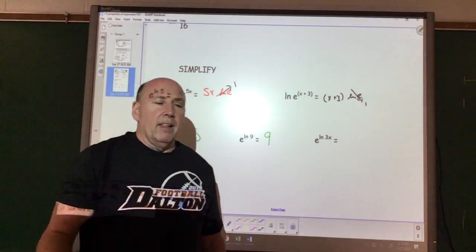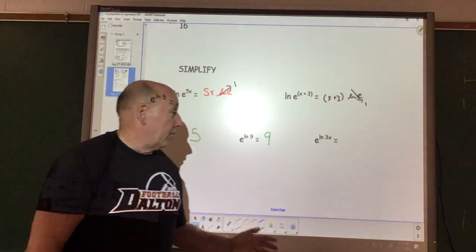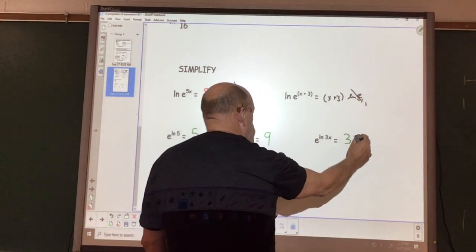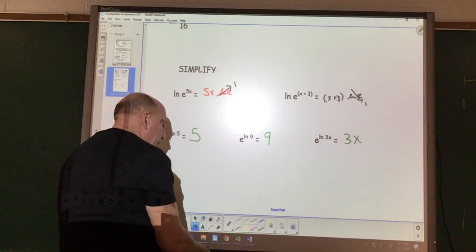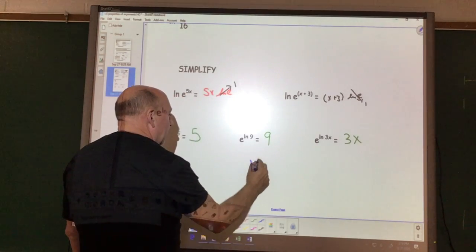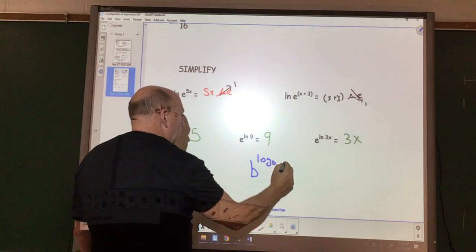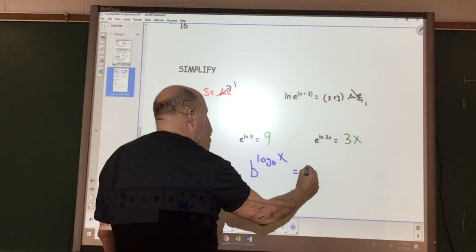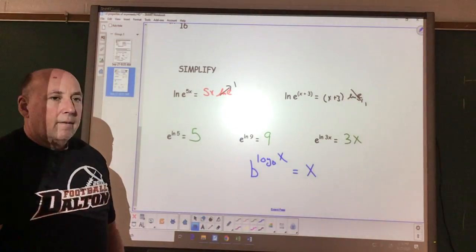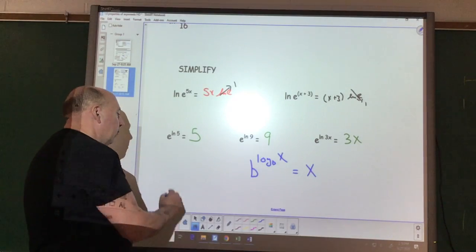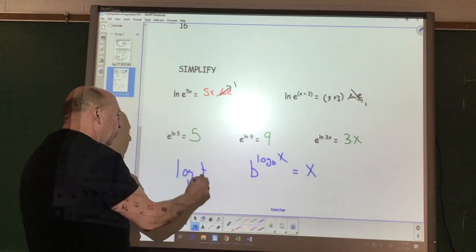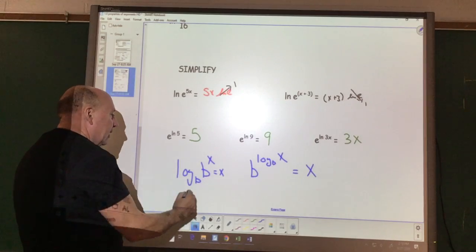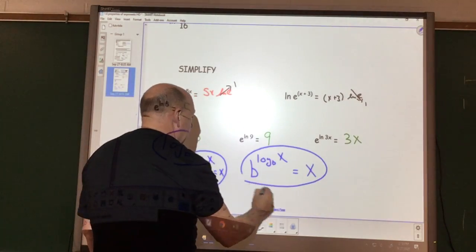So if we have e to the ln of 3x, following the pattern here, what happens here? The answer should be just 3x. So if we have a base of a log base as an exponent of x, this will also equal a value of x. If we have log base b of b to the x here, this will simplify down to x. So these are two different properties.